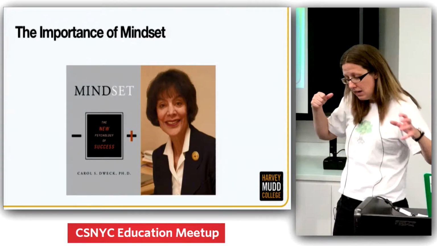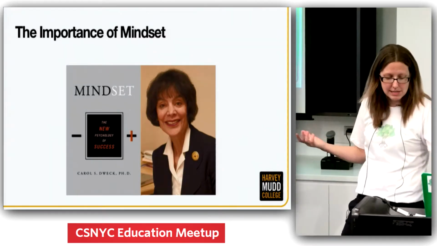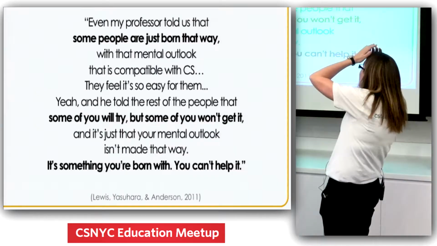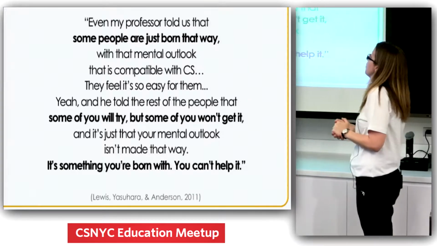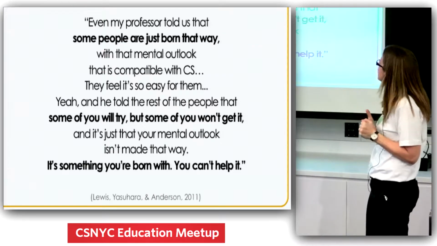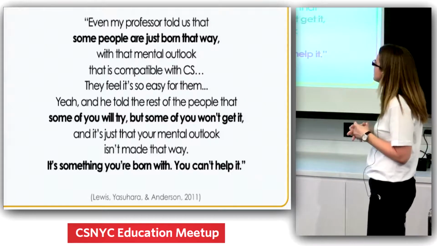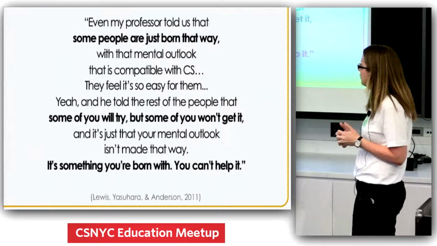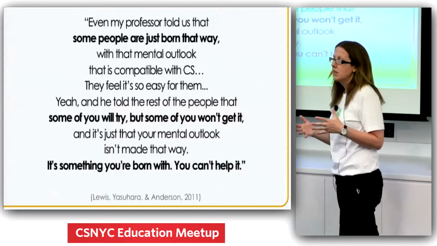And in understanding students' experiences, one thing we wanted to understand is where these ideas were coming from. I put this one up partially because it's just heartbreaking, but the student said, even my professor told us that some people are just born that way, with the mental outlook that's compatible with CS. They feel it's so easy for them. Yeah, and he told the rest of the people that some of you will try, but you won't get it. It's just that your mental outlook isn't made that way. It's something you're born with, you can't help it.